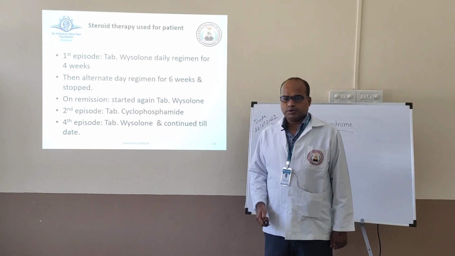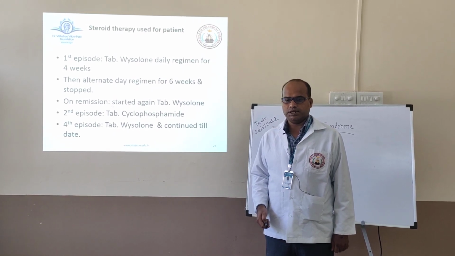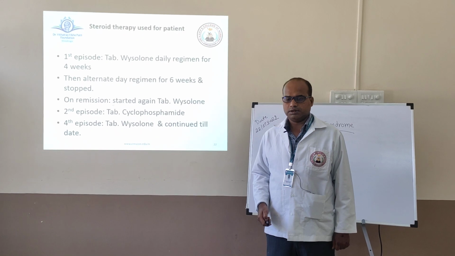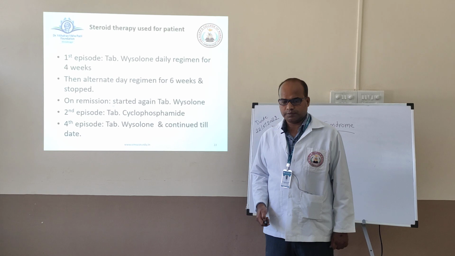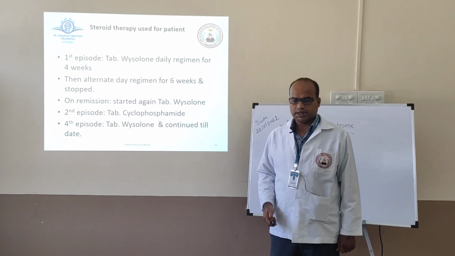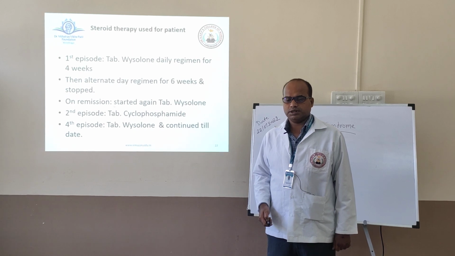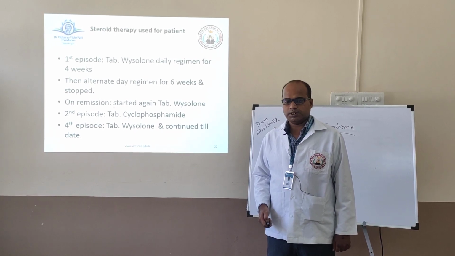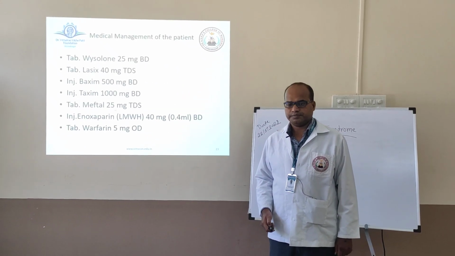Steroid therapy used for patients. Now, in the first episode, prednisolone tablet daily regimen for 4 weeks is recommended. Then an alternate day regimen for 6 weeks, and then it is stopped. It is started again with the prednisolone tablet, and in the second episode, cyclophosphamide tablet, the immunosuppressant agent, is given, and in the fourth episode, prednisolone tablet, and it is continued for further days.